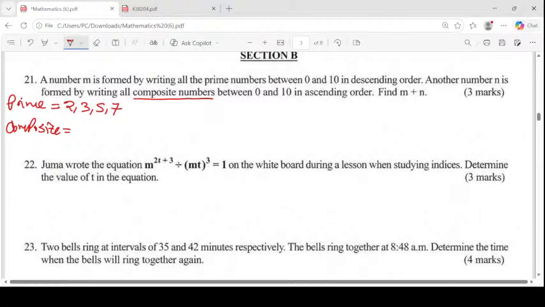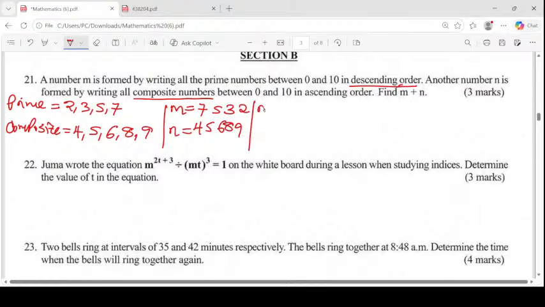So the composite numbers here that have more than 2 factors, we have 4, 5, 6, we can have 8, we do have 9. They are saying a number m is formed by writing all the prime numbers in descending order from the largest to smallest. So this will be 7, 5, 3, 2. Then another number n is formed by writing the composite numbers in ascending order. That is 4, 5, 6, 8, 9.